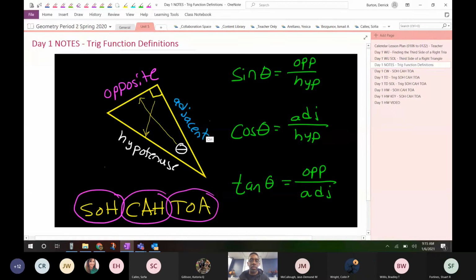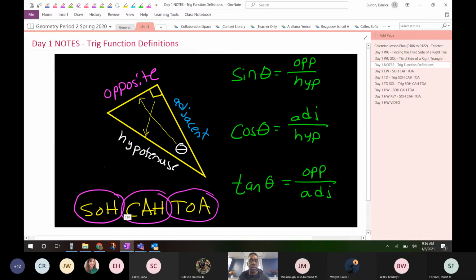Once you have those labeled, the sine function is opposite over hypotenuse. The cosine function is adjacent over hypotenuse. And the tangent of the angle is opposite over adjacent. Eventually I want you to memorize this. To help you, sometimes it helps to use this silly word. If you put all of these definitions together, it makes this word, SOHCAHTOA.